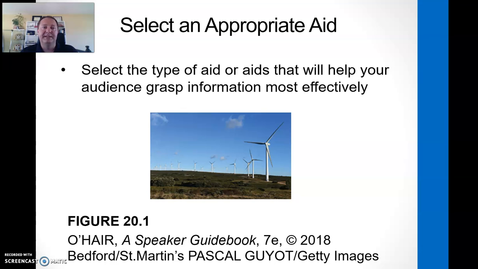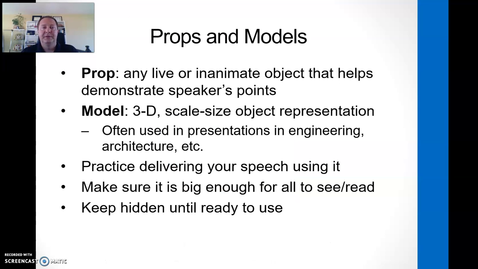All right, so select an appropriate aid. So the type of aid or aids that will help your audience grasp information most effectively. So props and models. A prop is any live or inanimate object that helps demonstrate speakers' points, and a model is a 3D scale size object representation. This is often used in presentations in engineering, architecture, etc.